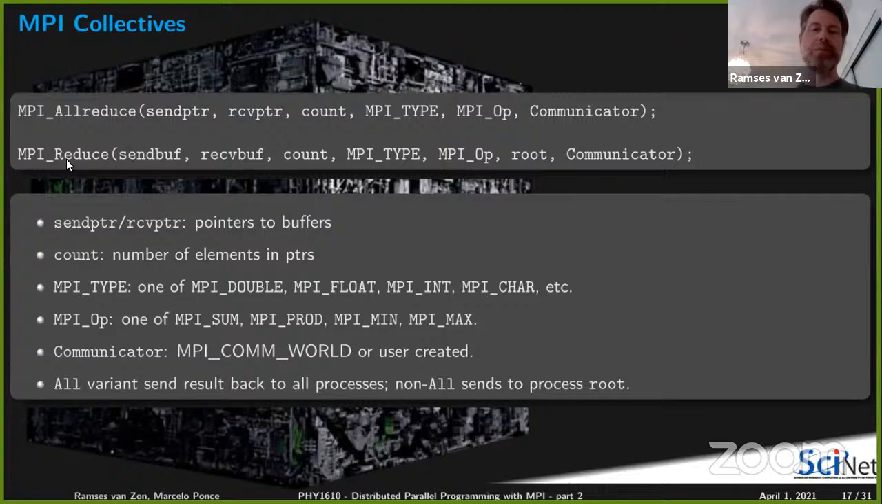So that's great. It works very nicely at scale. And it sends the results to a single process, root. The all reduce does the same thing, but sends the result back to all of the processes. So the receive pointer is going to be filled for all of the processes, whereas for the regular reduce, only the root's process will have the answer.